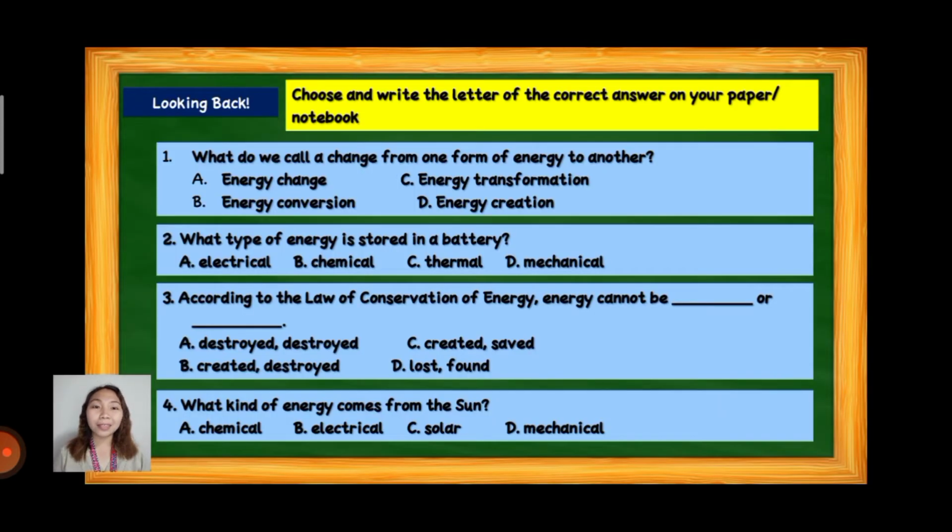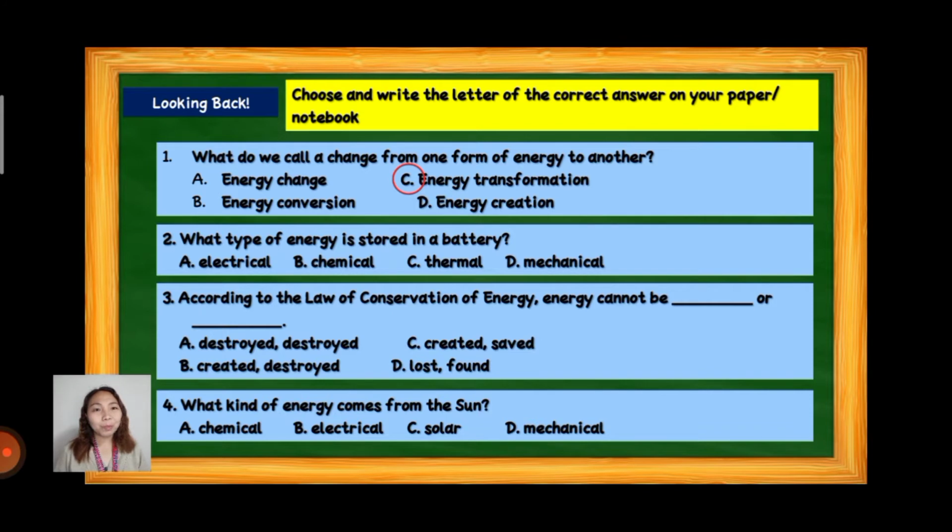But before that, ato sang suwayag answer ang mga niagi natong video. So looking back, choose and write the letter of the correct answer on your paper or notebook. Okay, number 1. What do we call a change from one form of energy to another? And what is your answer? Very good. Your answer is letter C, energy transformation. Ug mao na atong previous topic.